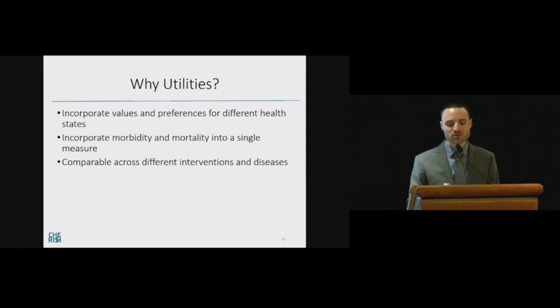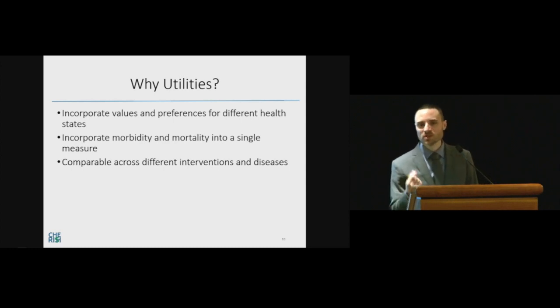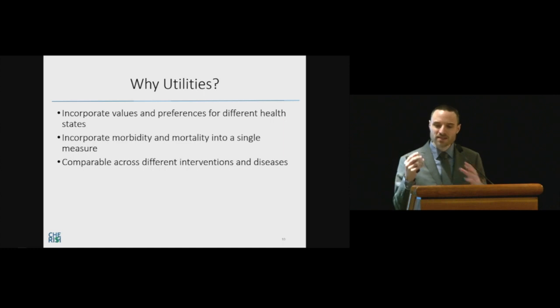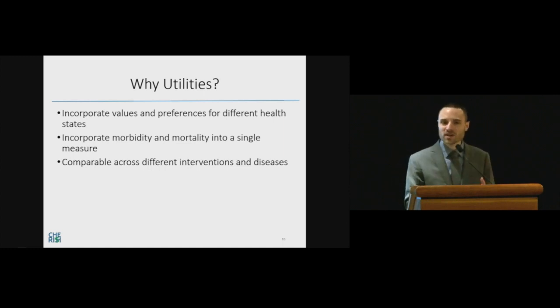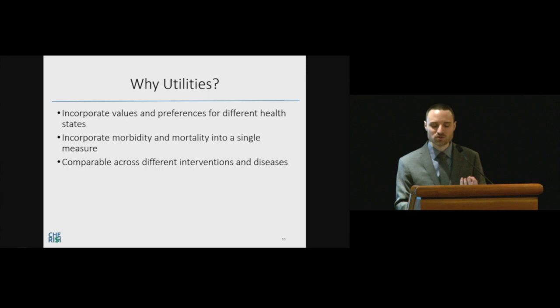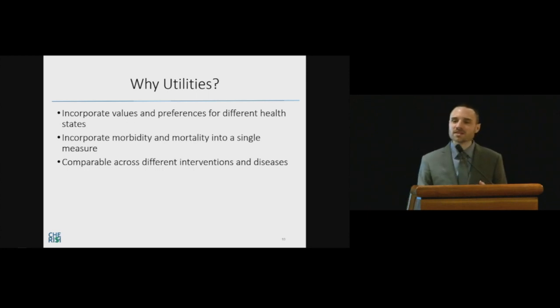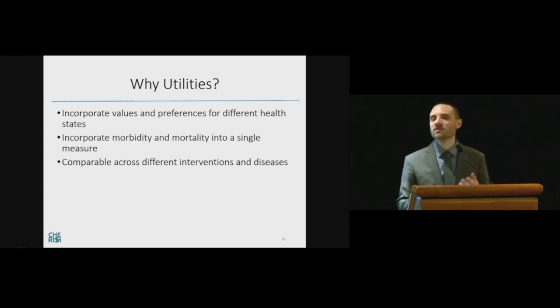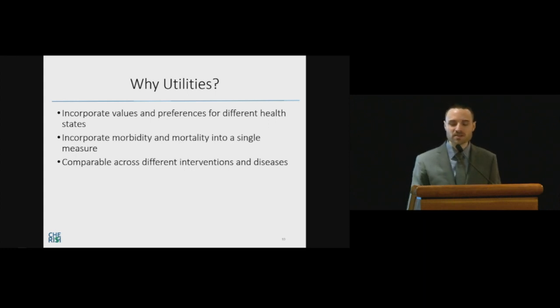Utilities also allow us to incorporate morbidity and mortality into a single measure. So essentially what we're going to do, not to jump ahead too much, but we're going to take these health states and we're going to assign a utility value to them. So we're going to weight them, right? And the same thing with kind of this time spent in a given health state. We weight it with this utility value. The other nice thing is that utilities are just a general measure of satisfaction, right? Meaning that they're comparable across different interventions, diseases, disorders.